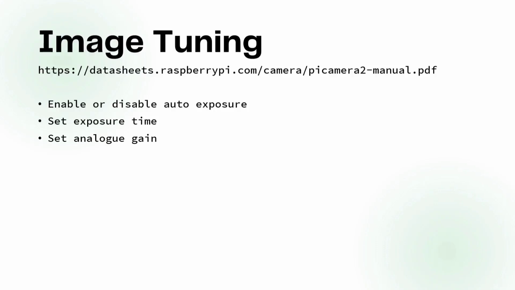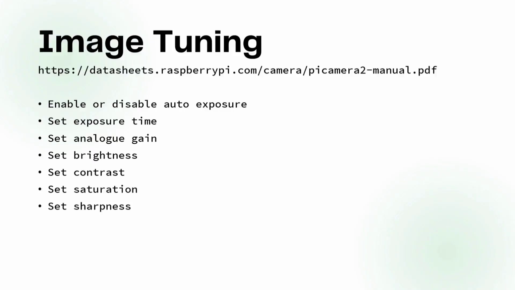Image tuning. Now we move on to some image tuning exercises. Several image tuning parameters are available for the camera module. A detailed list can be found in the picamera 2 reference manual from the following link. We explore some commonly used tuning methods here. We try to enable or disable auto exposure, set exposure time, set analog gain, set brightness, set contrast, set saturation, and set sharpness.